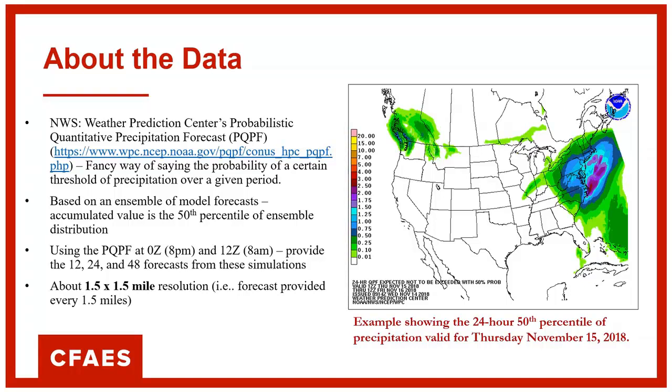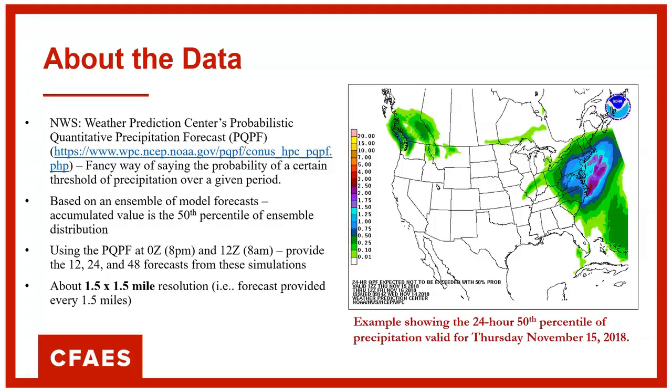The PQPF is an outcome of a whole ensemble of model runs. There's a whole bunch of model runs that go into it with slightly different starting conditions, so they have slightly different outcomes of precipitation forecasts. We take the 50% one, which is the amount of precipitation that 50% or more of the models are showing.